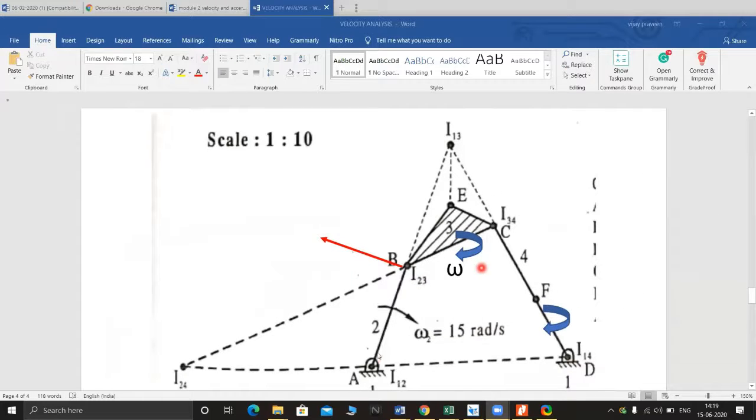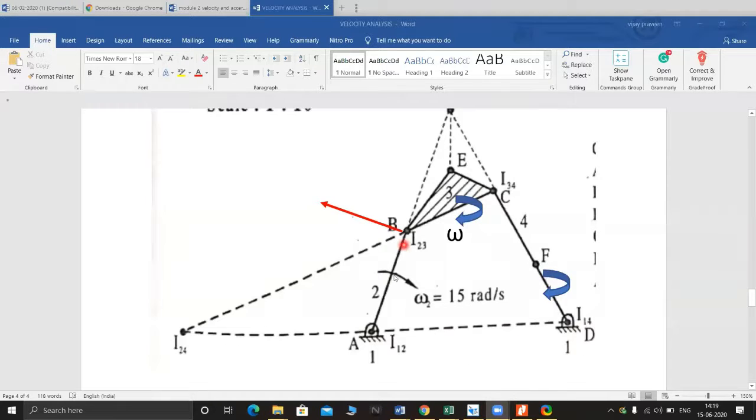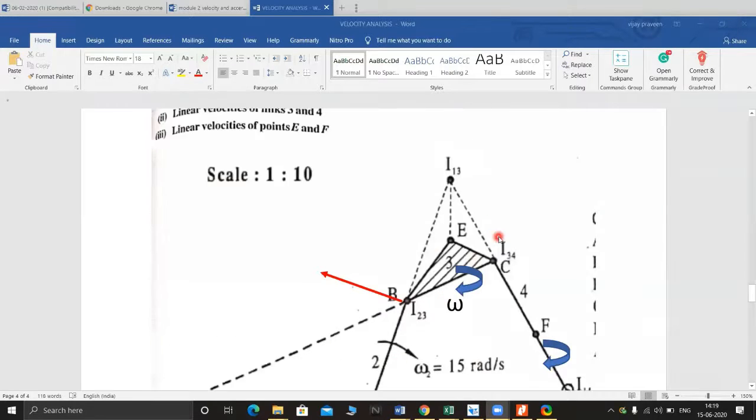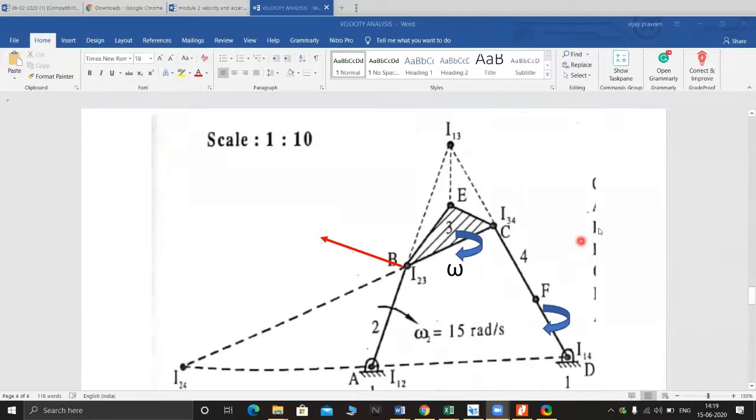So this is the diagram they have given. Don't think about the instantaneous center yet; that comes after finding the solution. Initially they give only this much, only the diagram, and each dimension is also given. I think I cropped the dimensions, but you can see them here.